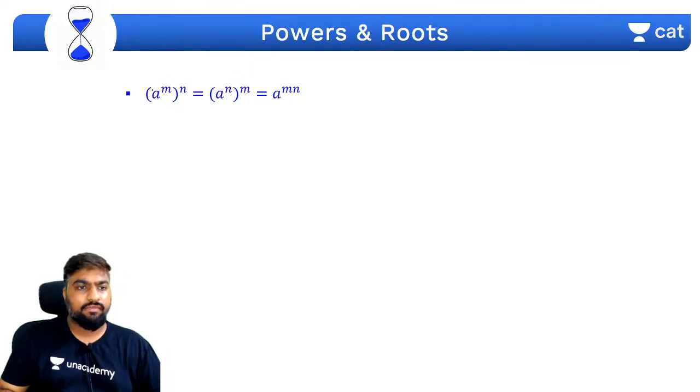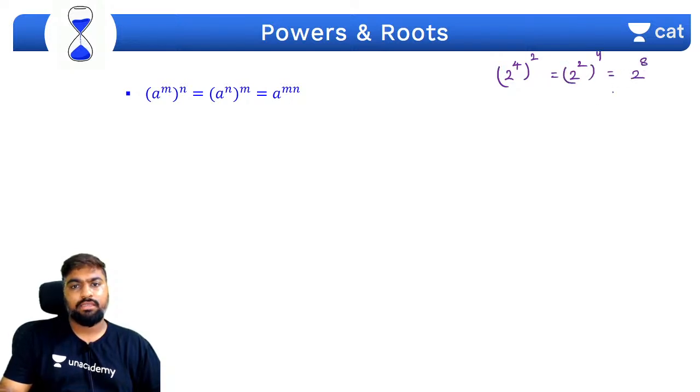Look at this. If we have a power m whole power n, say 2 power 4 whole power 2, it can be written as 2 power 2 whole power 4, which can be written as 2 to the power 8. Let's quickly prove this. 2 power 4 whole square is 2 power 4 into 2 power 4, which is 2 into 2 into 2 into 2, then another 2 into 2 into 2 into 2. How many 2's? 8 2's, correct? 2, 4, 6, 8.